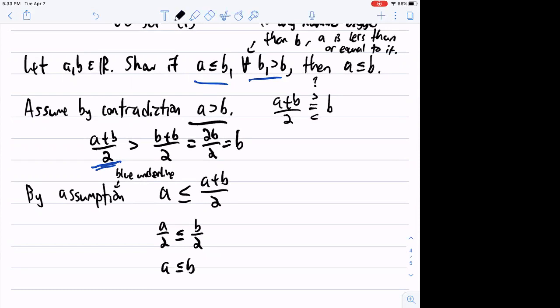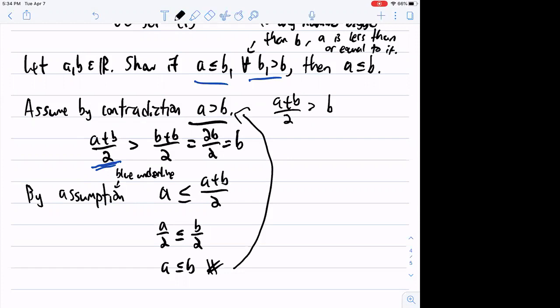So we get a contradiction because we assumed A was bigger than B. Is everyone clear with this? Wait, how did you get that by assumption A is less than (A plus B) divided by 2? Which part? The part beginning with "by assumption."